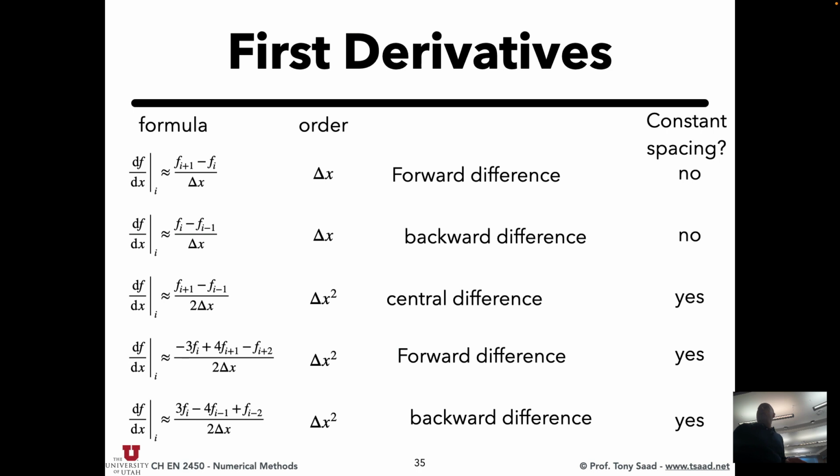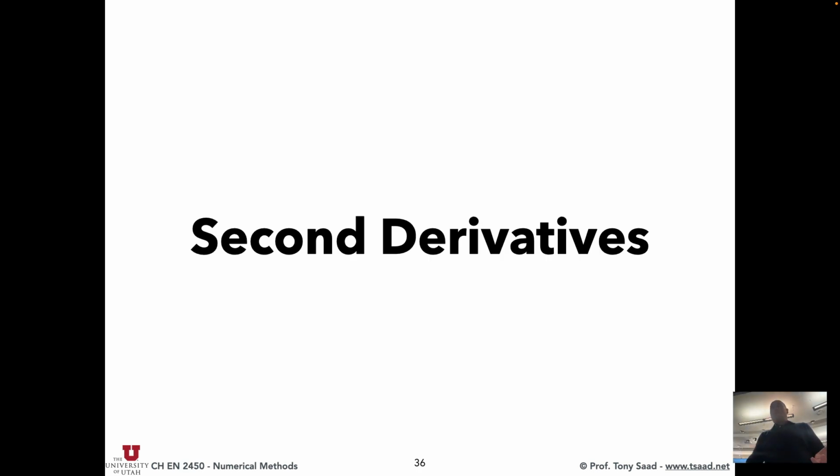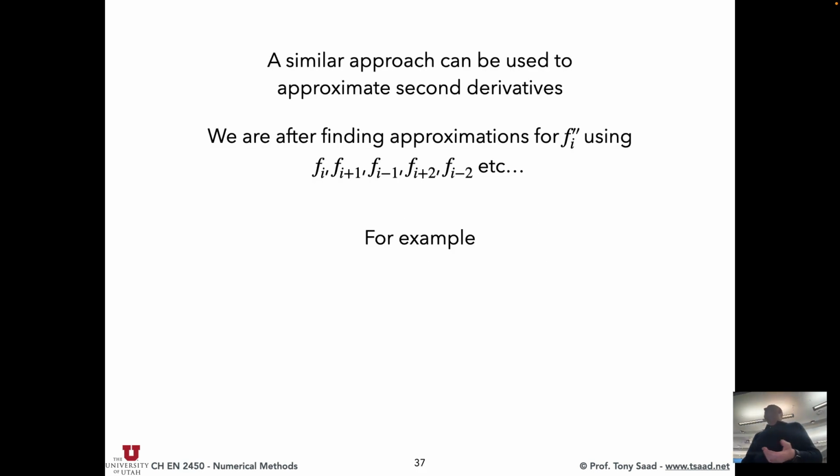You can do the same thing with second derivatives. The objective would now be to find approximations for f double prime of i using f i plus 1, f i minus 1, f i plus 2, f i minus 2, whatever is available. And the idea is the same. You write a Taylor series for f i plus 1, f i minus 1, f i plus 2, f i minus 2, and you combine them linearly to find those coefficients.